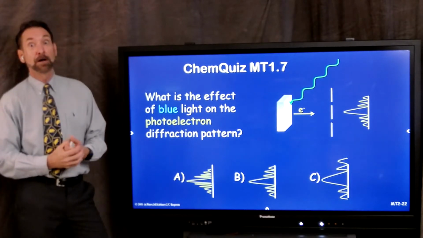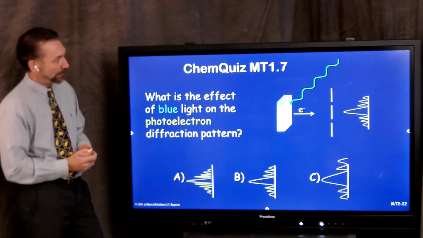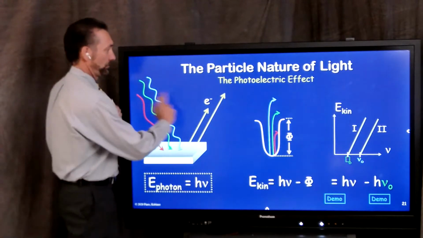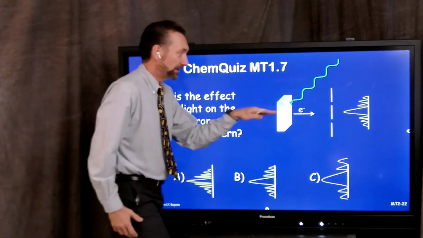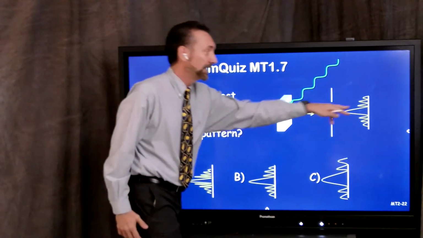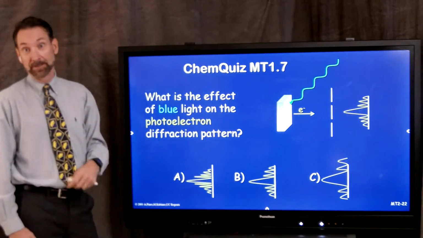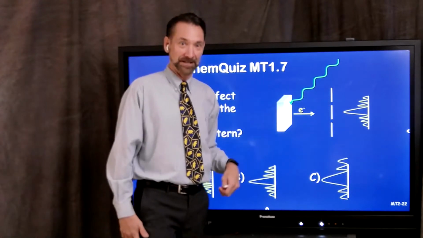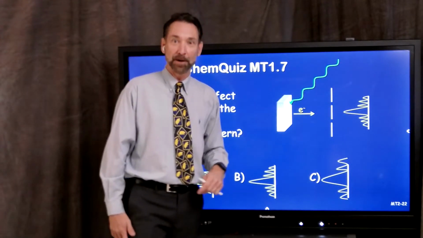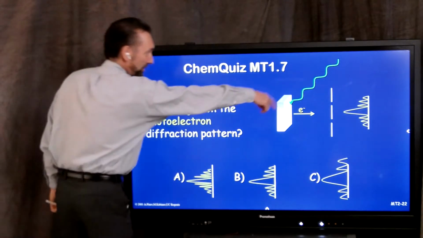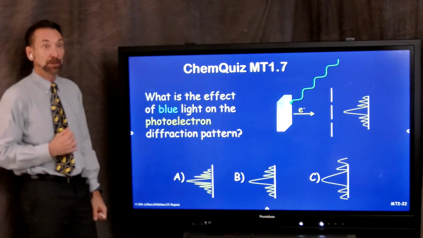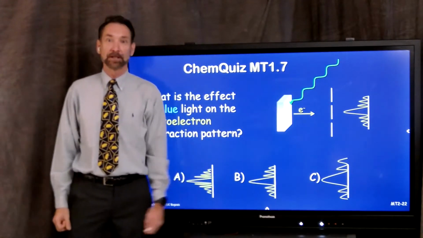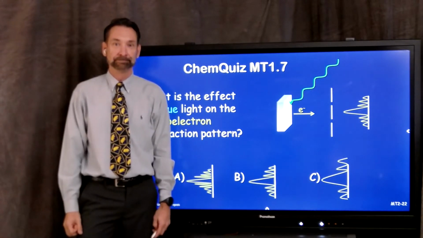So let's put it all together again. Here I have an experiment where I'm bringing in my laser light here. The electrons coming off, I'm running through a diffraction grating and getting a measurement of their wavelength, because I'm looking at their wave-like properties. So the question is, there's green light. If I use blue light instead, what happens to the photoelectric diffraction pattern?